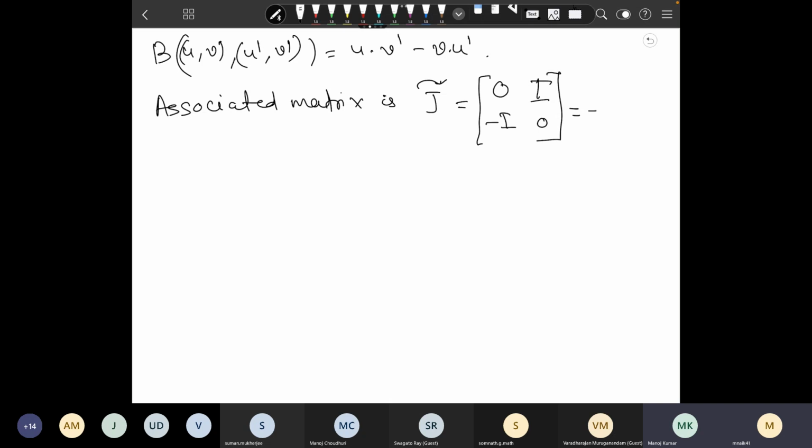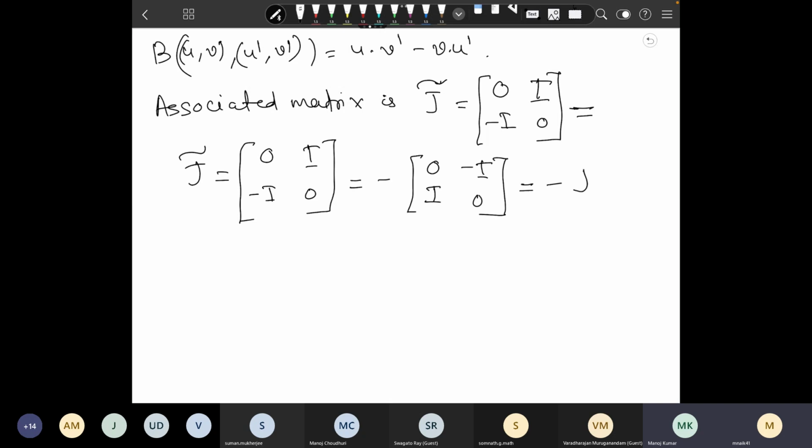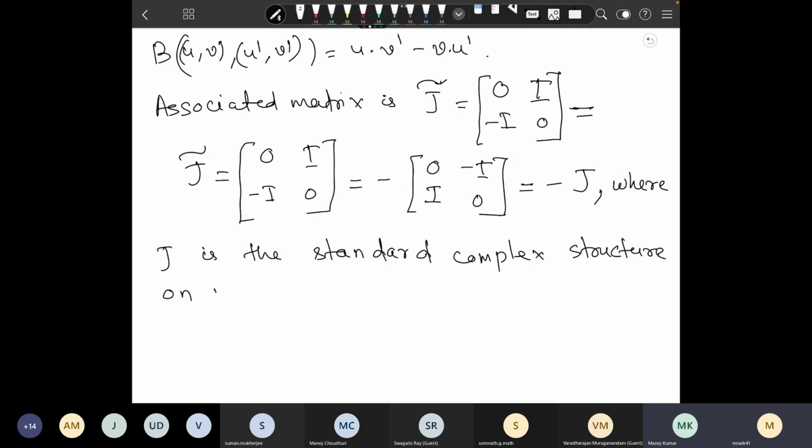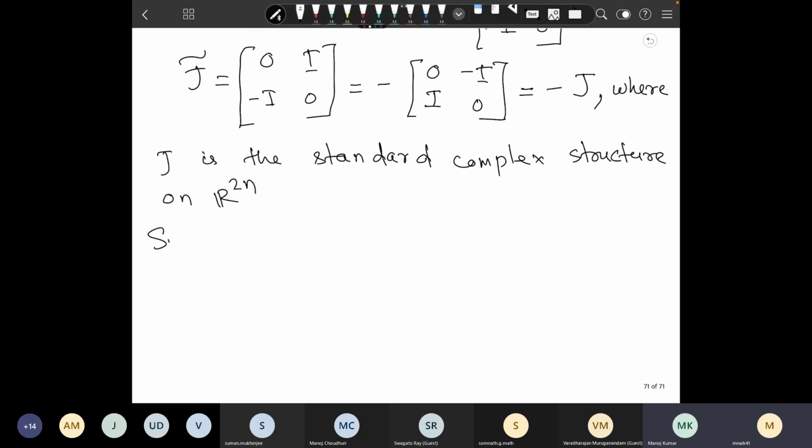So J tilde is equal to [0 I; -I 0], which is the same thing as minus [0 -I; I 0], and this is equal to minus J. If you remember, this J is the standard complex structure on R^2n.